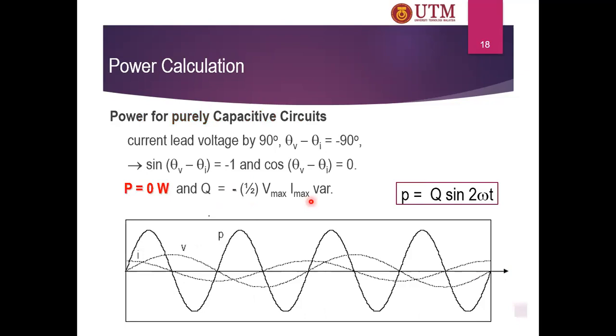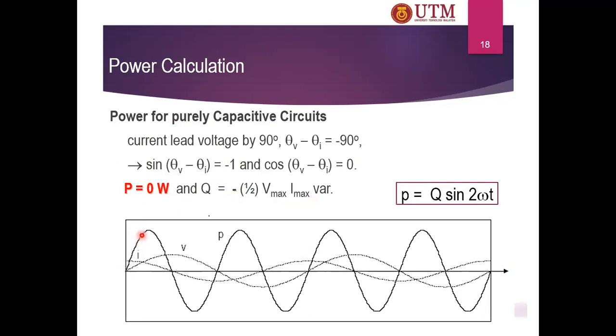And we go to the circuit that contains a capacitor. So the current will lead the voltage by 90 degrees, and so the phase difference is negative 90. When we substitute into the sine function here, we get negative 1, and the cos function will become 0. Again, when we substitute this, the average power will become 0, and the reactive power will be negative 1 over 2 Vm Im. And the instantaneous power, which is p(t), is equal to positive Q sine 2 omega t.